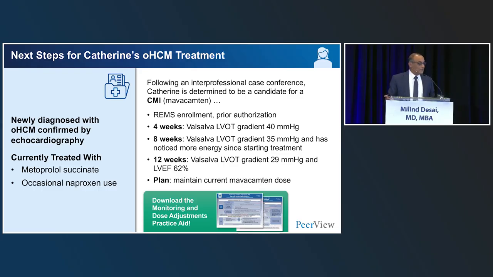So newly diagnosed obstructive HCM confirmed on echo, currently treated with metoprolol succinate and occasional naproxen use. Following a case conference, Catherine is determined to be a candidate for CMI REMS enrollment. At 4 weeks the gradient is 40 millimeters, at 8 weeks 35 with Valsalva, and at 12 weeks in the non-obstructive arena. EF is preserved, and the plan is to continue mavacamten at the current dose.